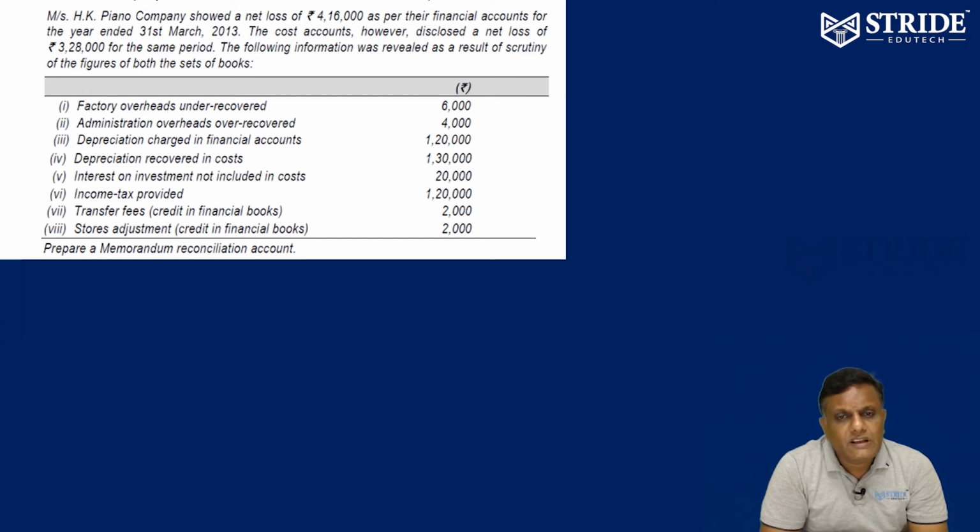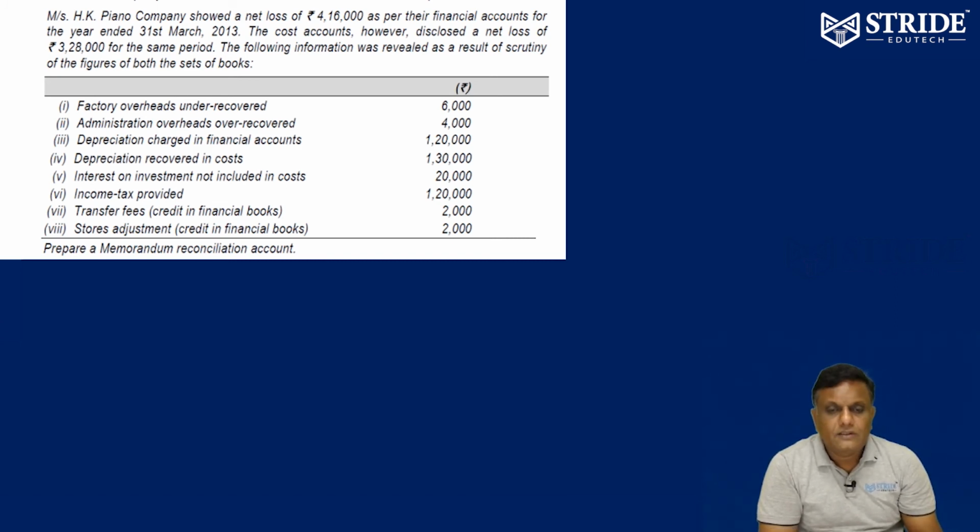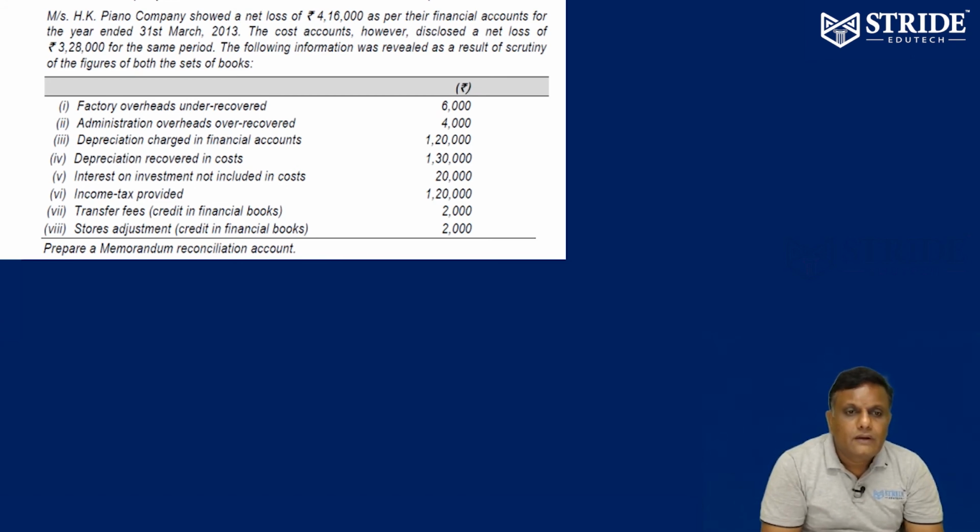Interest and investments, financial income 20,000. Income tax provided, financial expense. Transfer fees 2,000. Income from store adjustment credit in financial accounts 2,000. You have to prepare the memorandum reconciliation account.